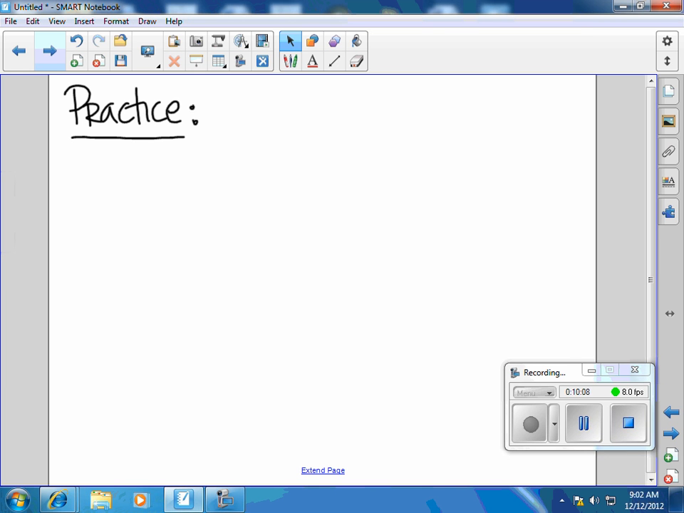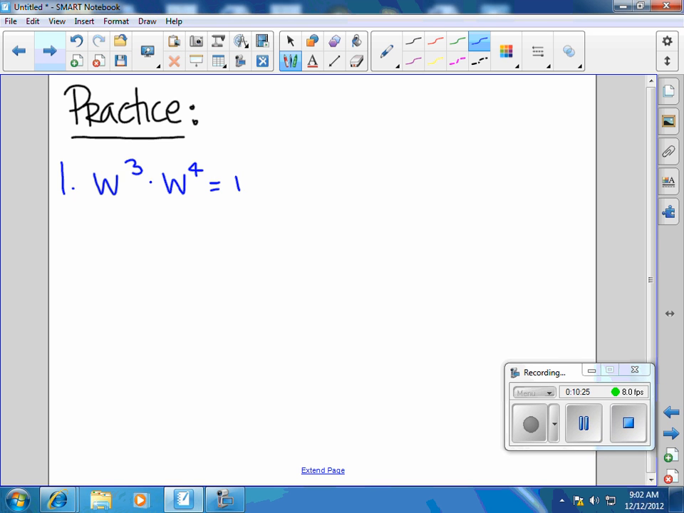Start off with some easier ones. Let's say that I have w cubed times w to the 4th. Well, I look, the bases are the same. This means I have 3 w's, this means I have 4 w's, so I would end up with 3 plus 4, or 7 w's.